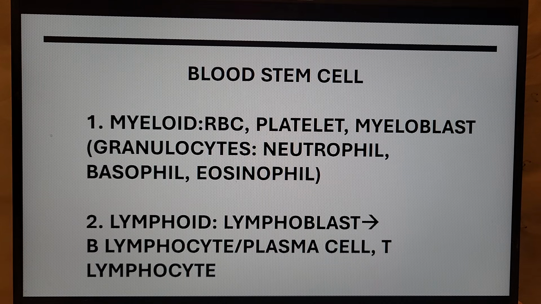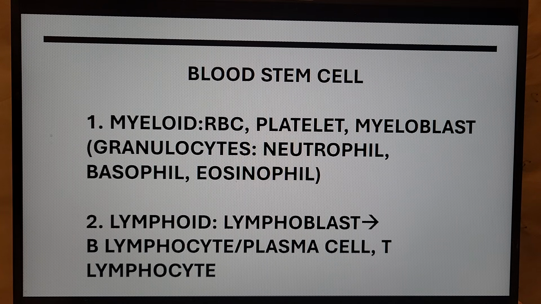The other side, lymphoid, becomes lymphoblast, and when it matures it becomes lymphocyte. So if somebody has lymphoblastic leukemia, right? If we call it lymphoblastic leukemia, that means in their bone marrow there are a lot of lymphocytes. So lymphoblast becomes B lymphocyte and T lymphocyte.